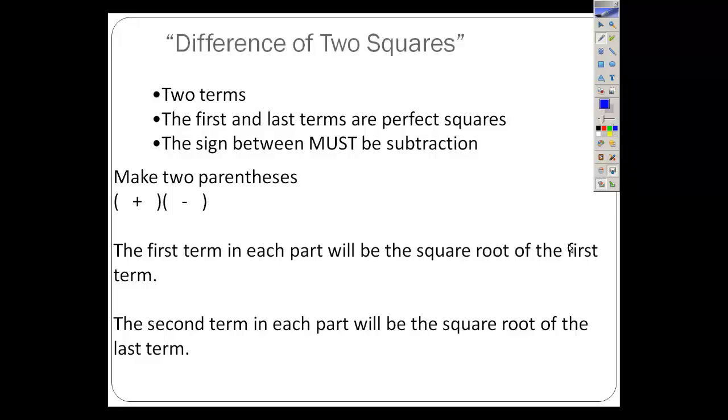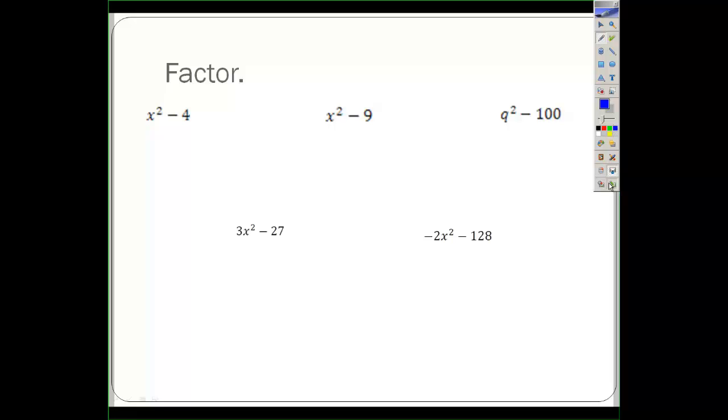Okay, and you're going to start with two parentheses, one with a plus, one with a minus, and the first term is going to be the square root of the first term in your original. Okay, and the second term is going to be the square root of the second term in your original. All right, once again, these are perfect squares. Okay, x squared I know is x times x. 4 I know is 2 times 2, and it is a difference of two squares because of the subtraction sign.